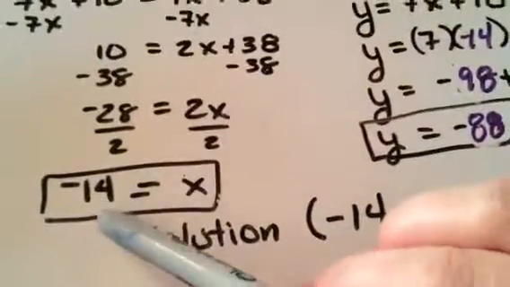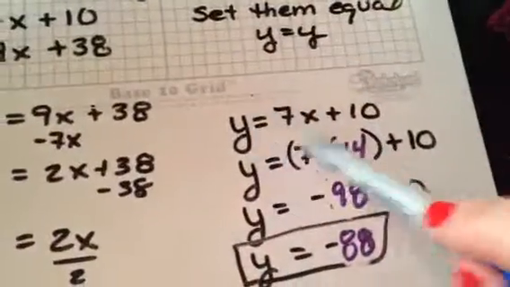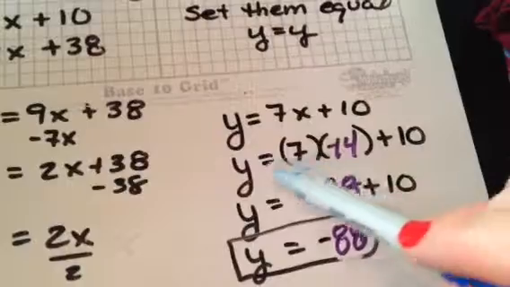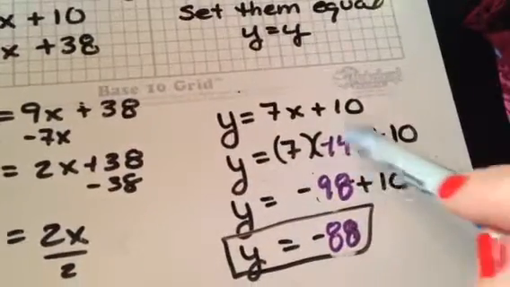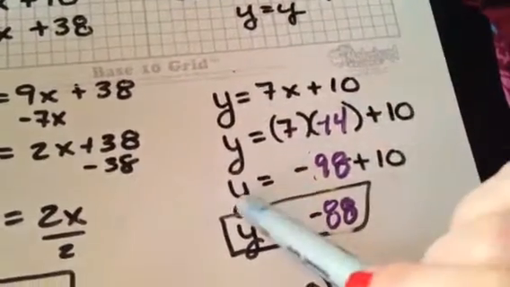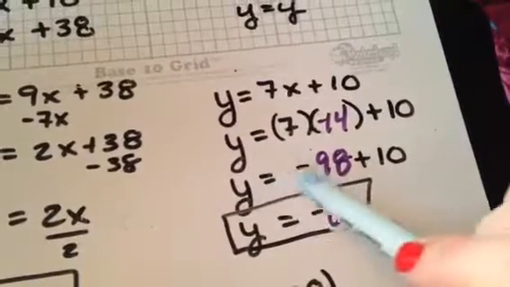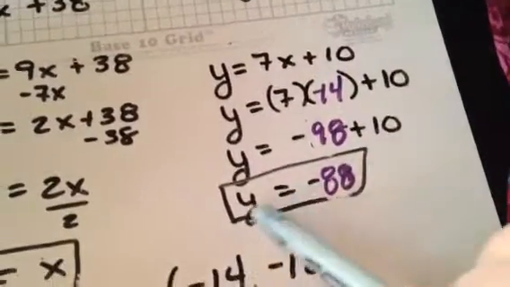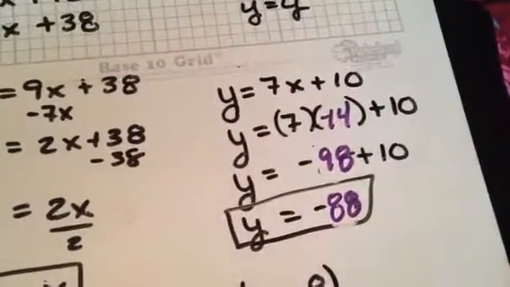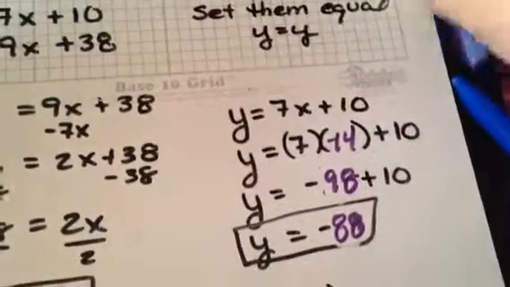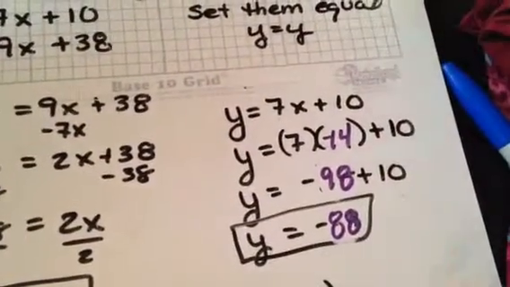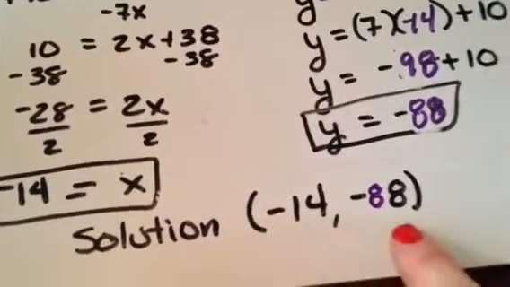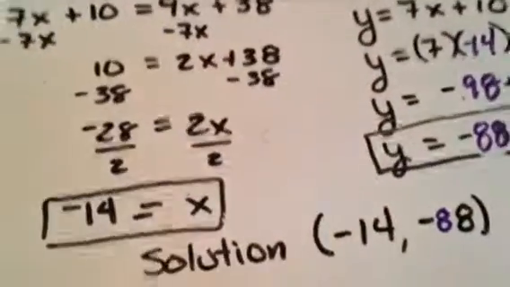So I've got my negative 14 for x, and I'm going to substitute that in for x here. So I've got y equals 7 times negative 14 plus 10. That equals y is equal then to negative 98 plus 10. So my y value is negative 88. So my ordered pair is going to be negative 14, negative 88 for the solution.